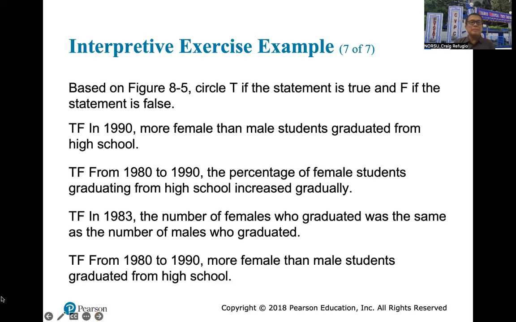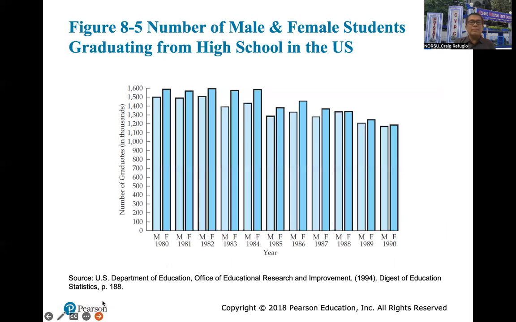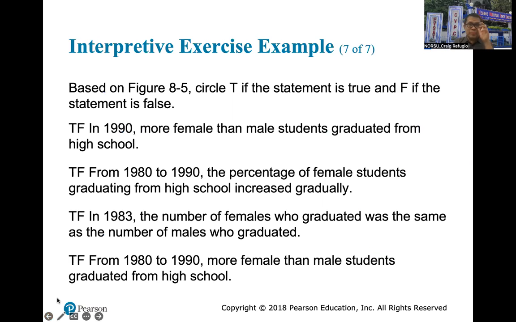So there is a figure and it's found in 8-5. This one is figure 8-5: number of male and female students graduating from high school in the US. So this one is the graph. The source is provided: US Department of Education, Office of Educational Research and Improvement, way back 1994, Digest of Education Statistics, page 188. So this one is the graph provided, and these are the questions.